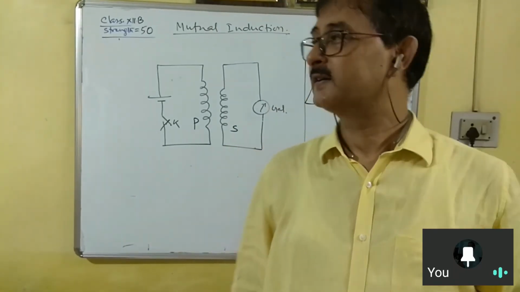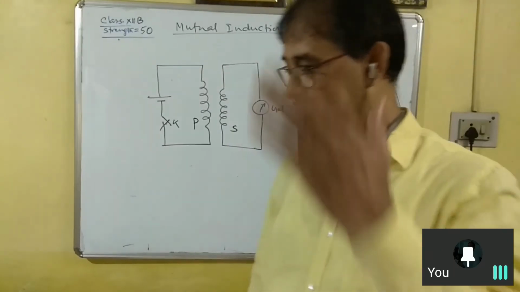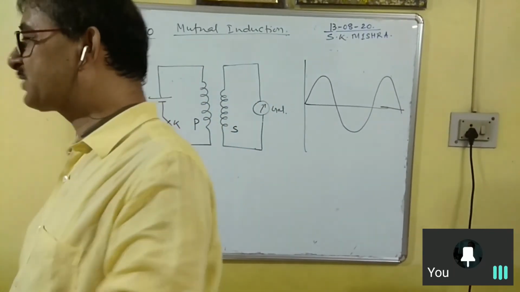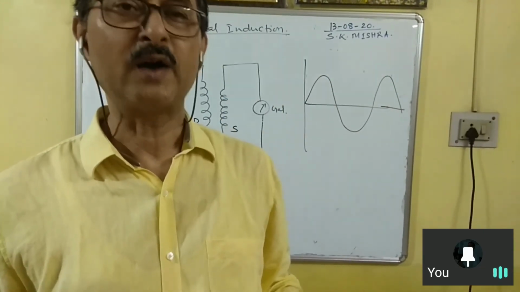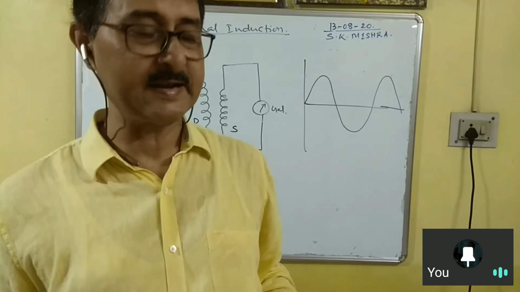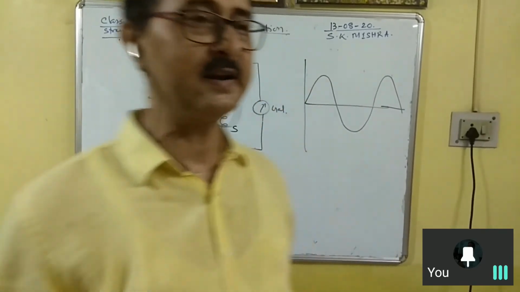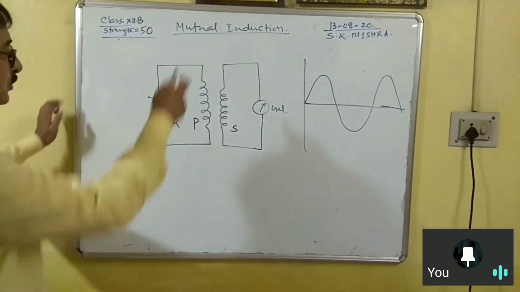So sometimes we need a transformer, and you might have seen at your nearby house one transformer is installed by the government just to increase the voltage or to decrease the voltage. Step up, step down transformer. Two types of transformers are there. Later on we will study detail about the transformer. So first we write what is mutual induction.